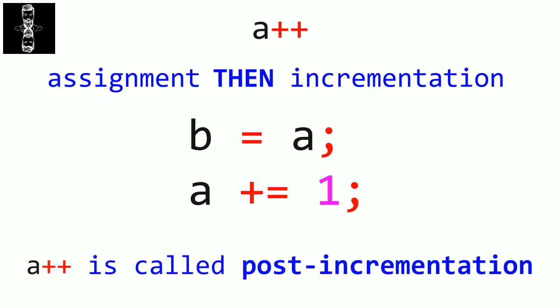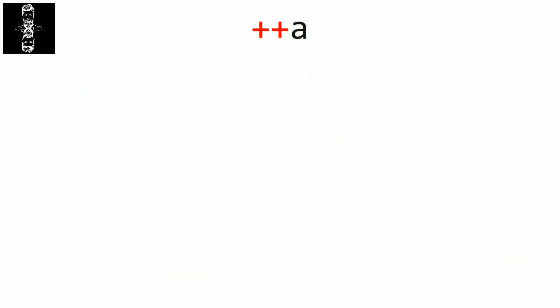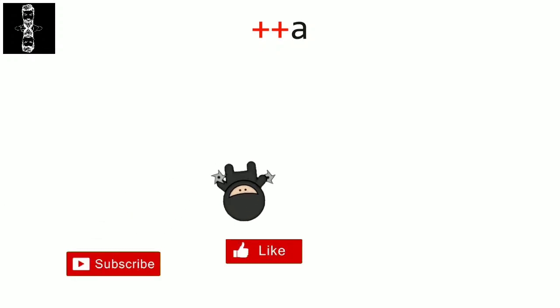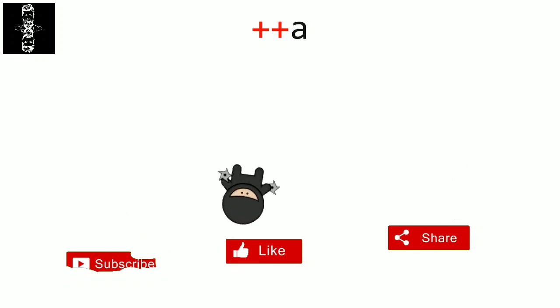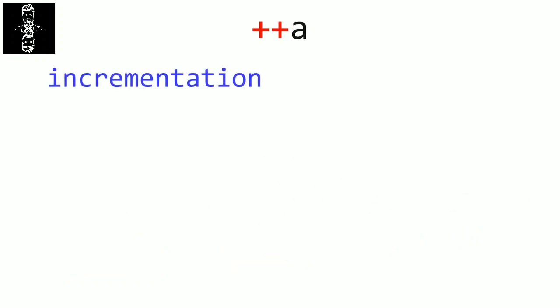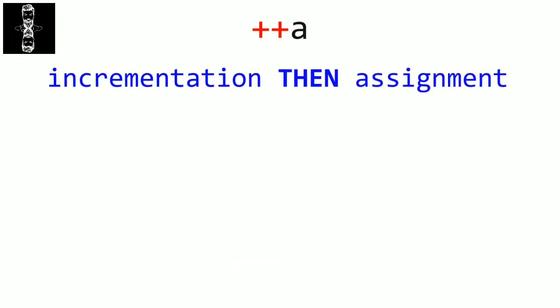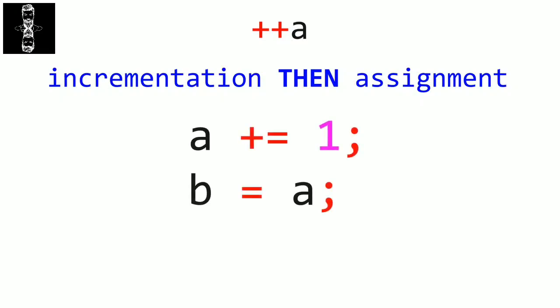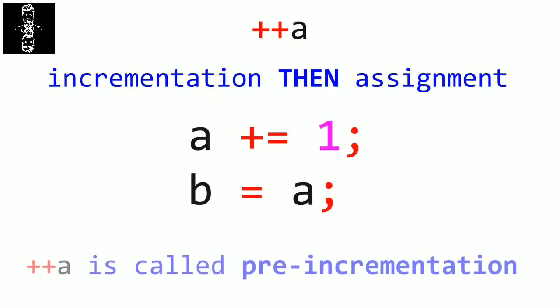And in ++a, the value is returned after the incrementation. So it increments the value of a, then it returns the value. In other words, the incrementation happens, then the assignment happens. It's like we're writing this. This is what we call a pre-incrementation. It will be clearer with examples.